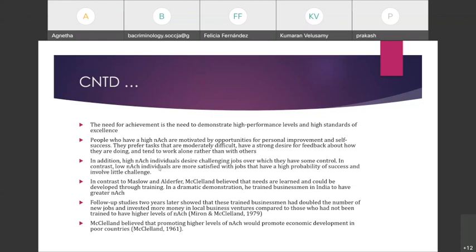Okay. And also these individuals, as I said, do not like working in moderately difficult jobs. They like challenging jobs, something in which they can prove themselves. Only then will they get satisfaction from this.